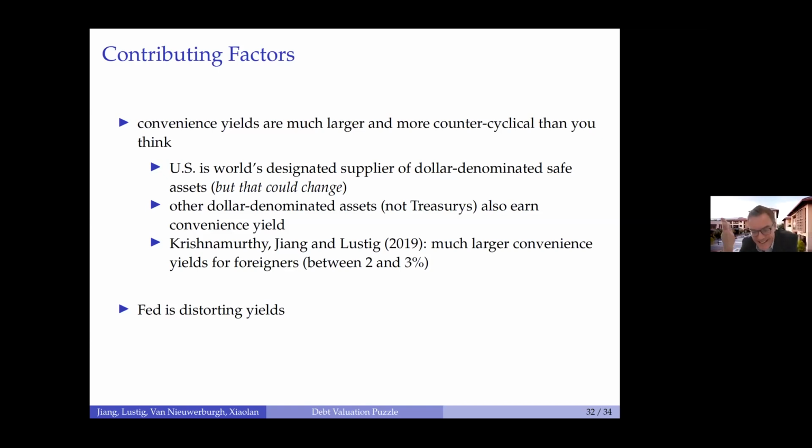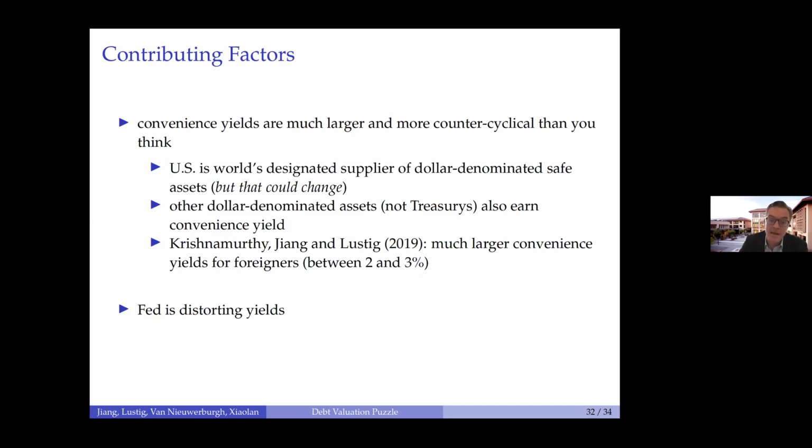We're comparing Treasuries to, say, AAA bonds, but it could be that we're subtracting out a substantial convenience yield. And I've got some other work with Zhengyang, and with Arvind, that actually looks at that from the perspective of foreigners. And there we actually get much larger convenience yields. That could be part of the answer to this puzzle.